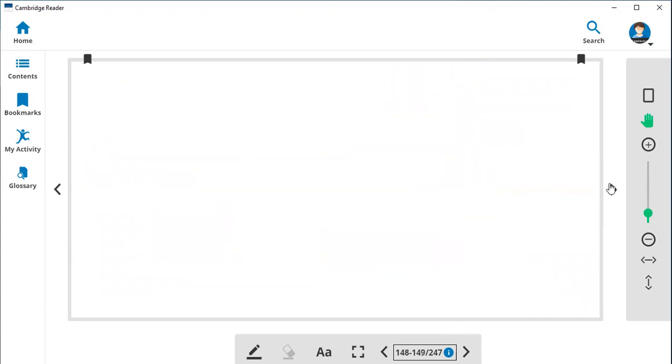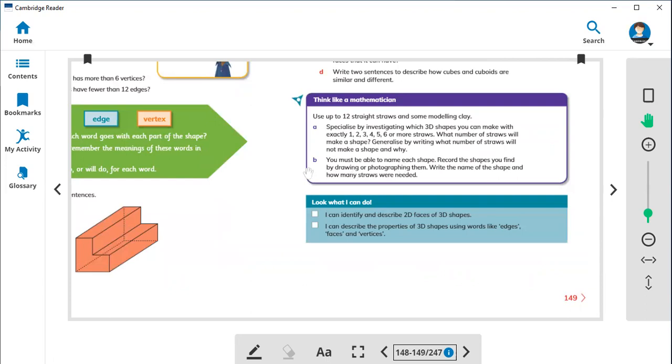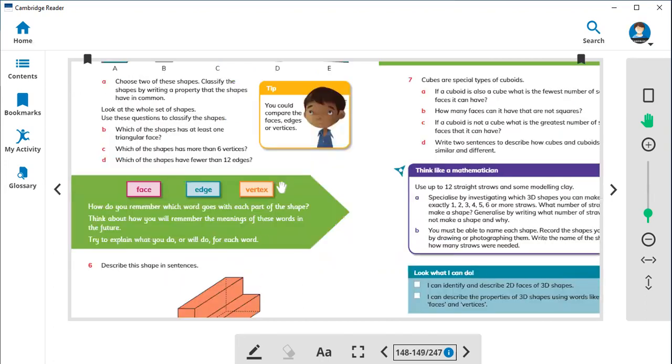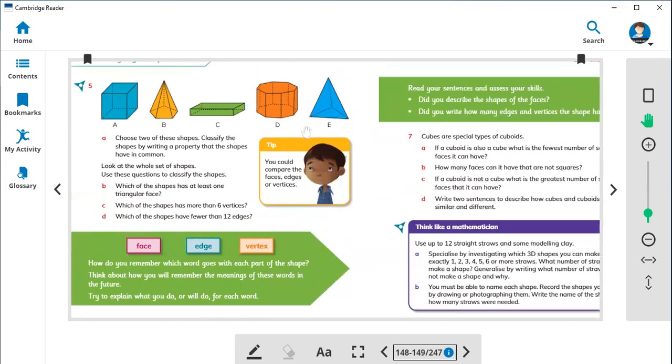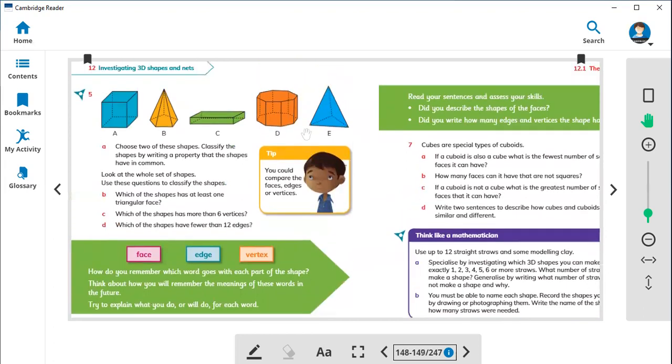So let's go to another exercise. The rest of the questions and all these things are the same, because we already discussed all these exercises and all the parts. So I hope you understand everything.